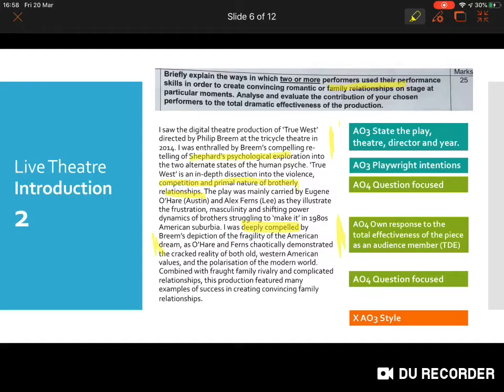Linking to the distinctive qualities of the brothers, and they've really answered the question at the end. Okay, so they've used the language of the question. Haven't mentioned style. That would lift it in terms of AO3, but it's very, very good to begin with.